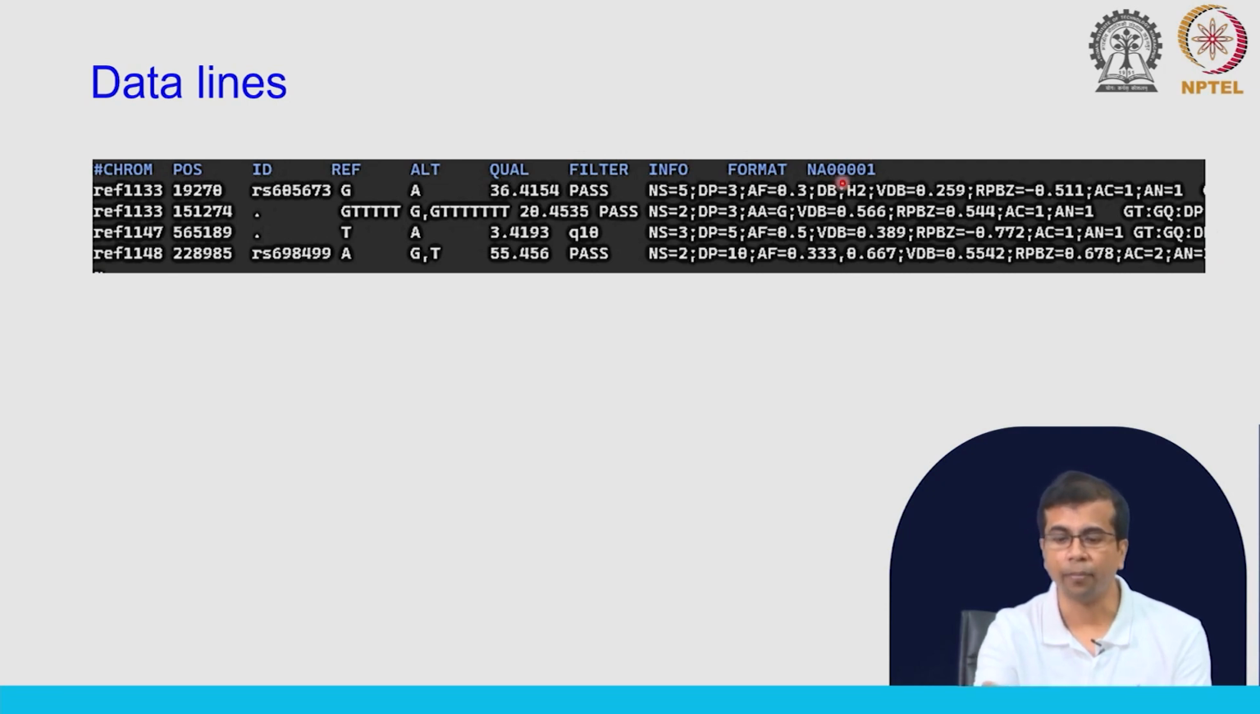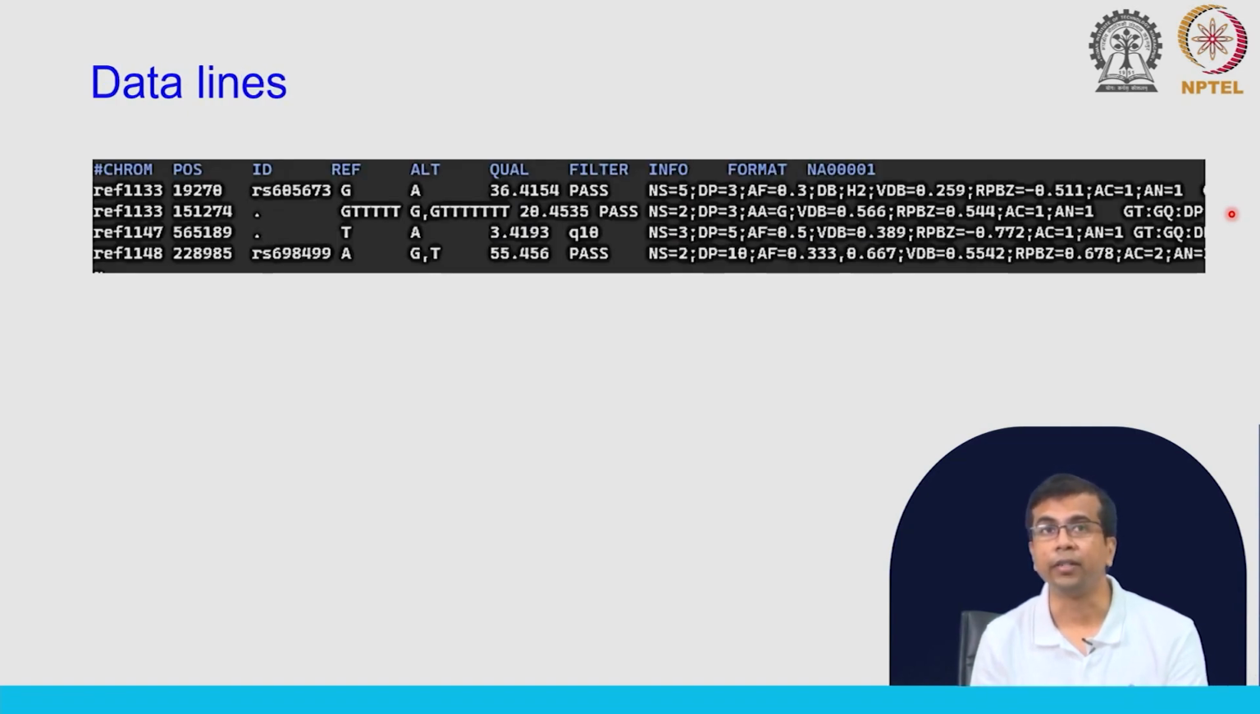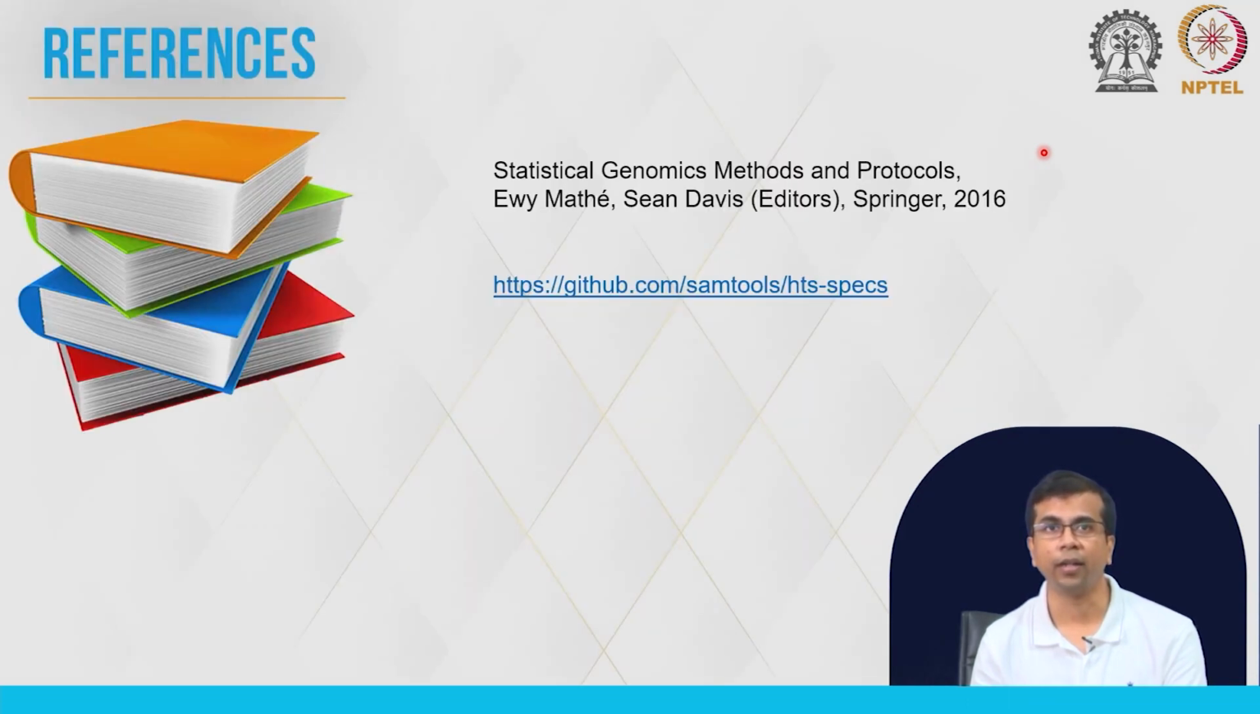And finally, you have the sample name. Here I am showing just one example sample name. You can have multiple of them, and for each of them you will have this format followed. So, this format GT, GQ, etc., that you can see partly, will actually be repeated for each sample that you have. If you have multiple samples, this information will be given for multiple samples. Then we will talk about the meta information lines in the next class, and then you will understand what the data lines actually contain.